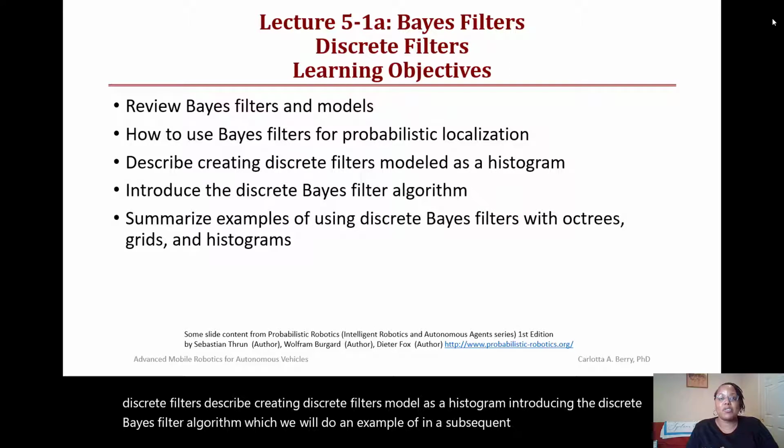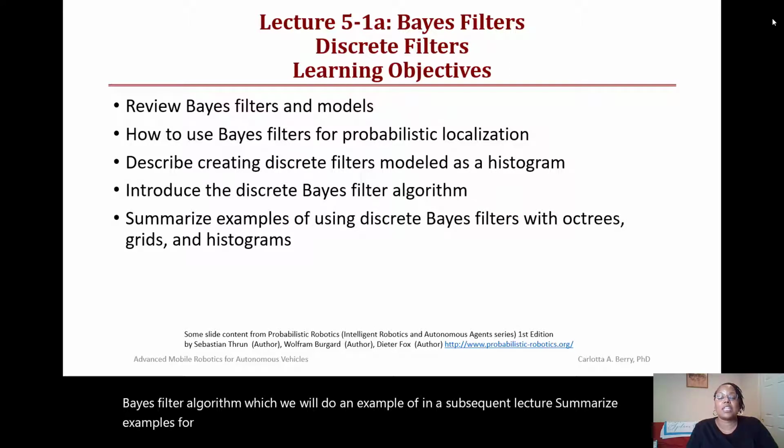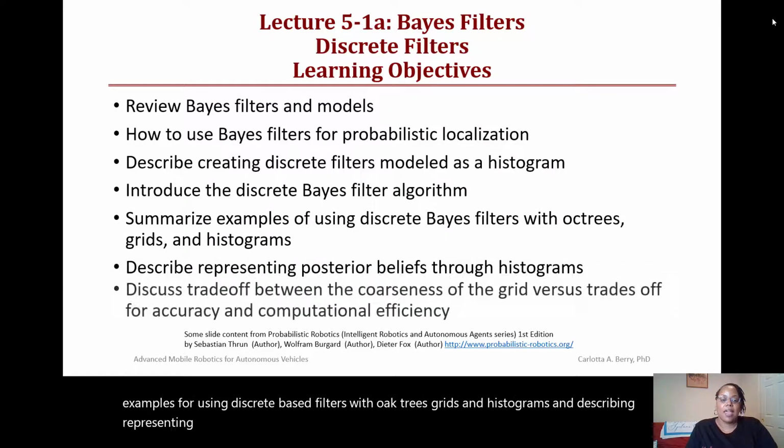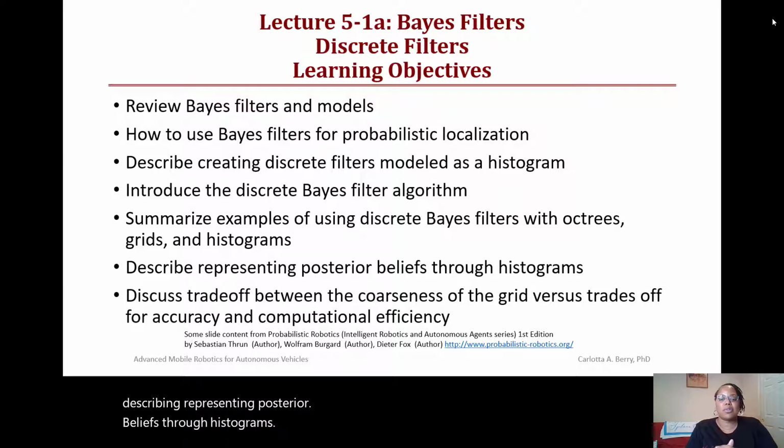Summarize examples for using discrete Bayes filters with octrees, grids, and histograms, and describe representing posterior beliefs through histograms. And finally, we will discuss trade-offs between the coarseness of the grid versus a trade-off for accuracy and computational efficiency.